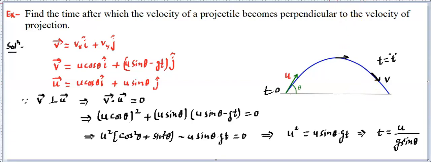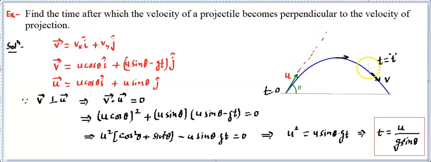That means after this time, from the initial projection, the velocity will become perpendicular to the initial velocity, right? So this is the velocity which is going to be perpendicular to this. You can try the same equation by using geometry. That means you can produce this. This can be another way.